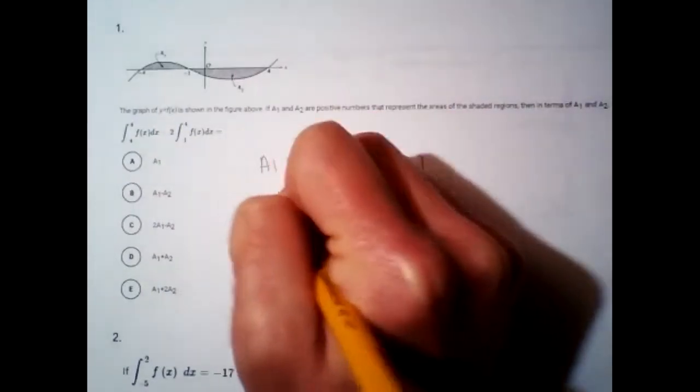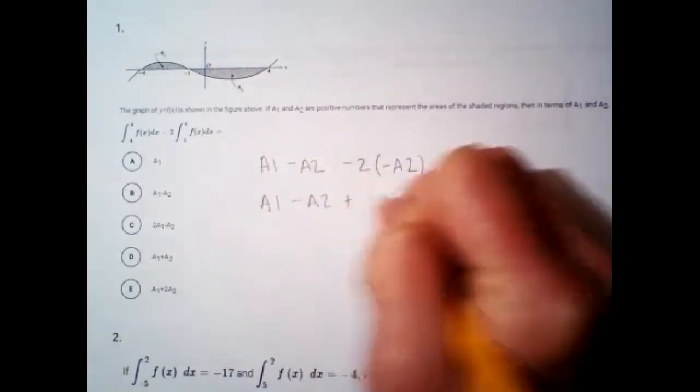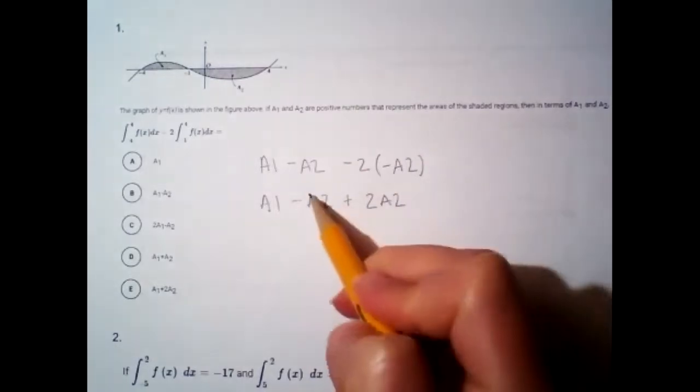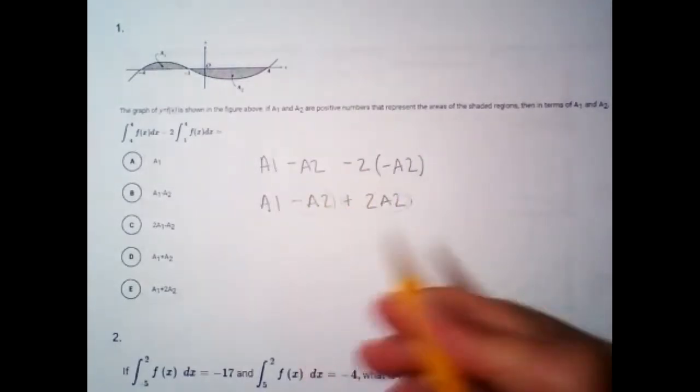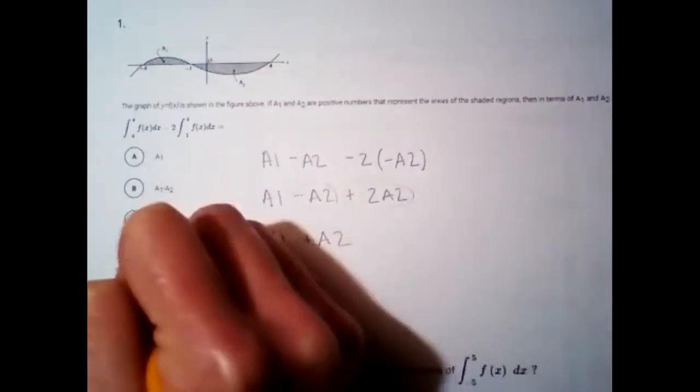So we have A1 minus A2. These negatives will cancel, so plus 2A2. And then combining these like terms will give you A1 plus A2. So that one should have been D.